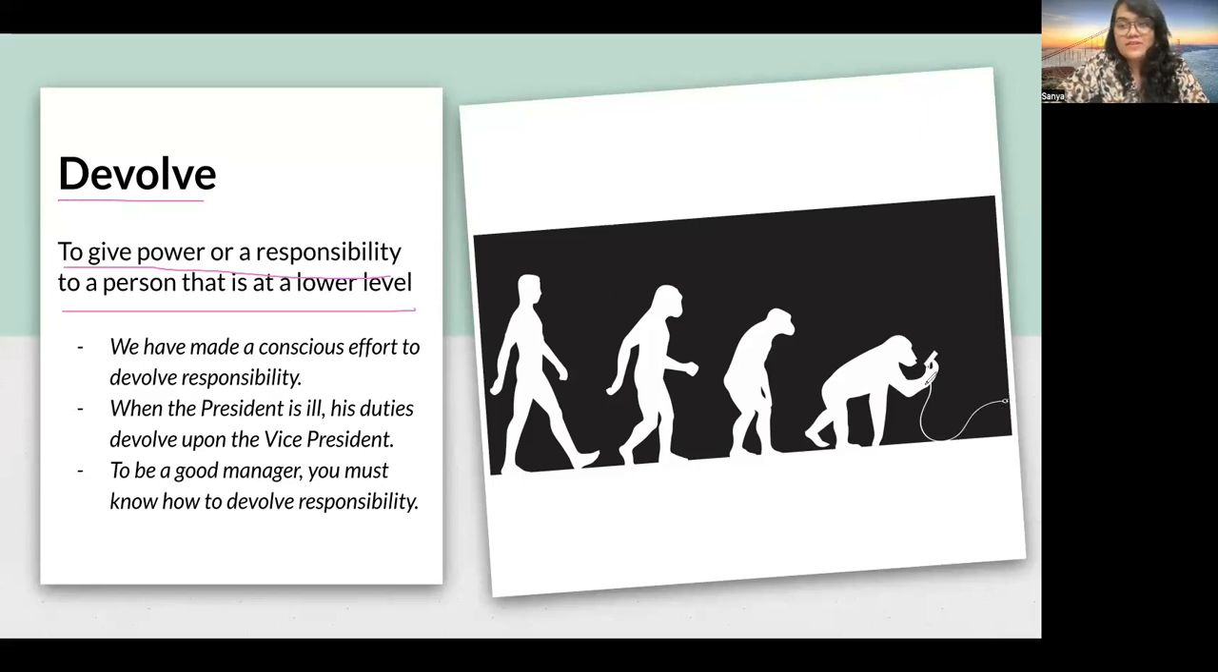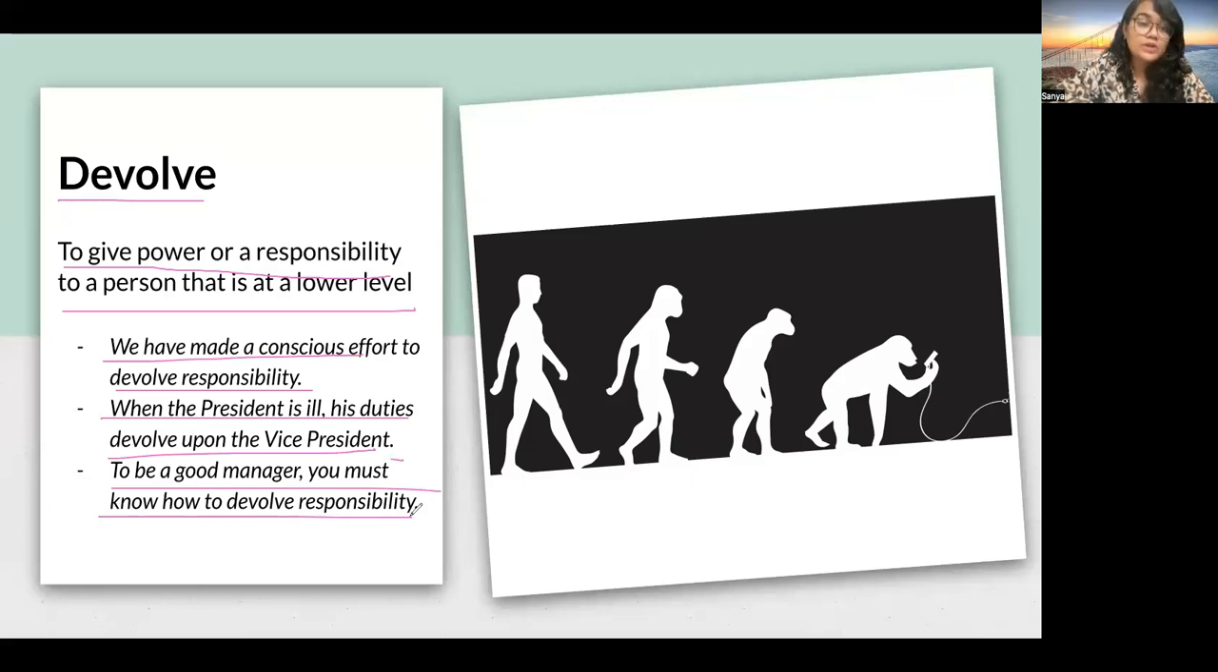So let's say you're giving this phone to, let's say, an ape, an early man, an ape. So we have made a conscious effort to devolve responsibility, right? That means we have made an effort to give power and responsibilities to people who are at a lower level. When the president is ill, his duties devolve upon the vice president. That means if the president is ill, his responsibilities would go to the vice president, who is at a lower level than the president.